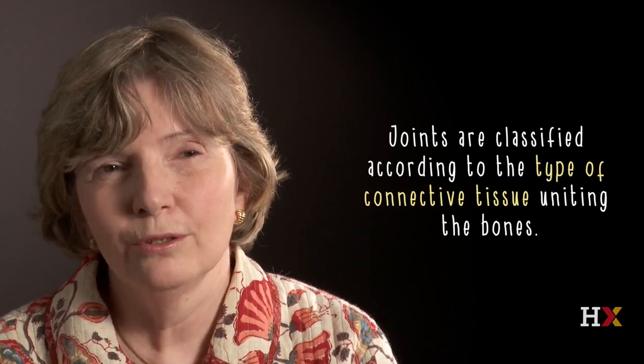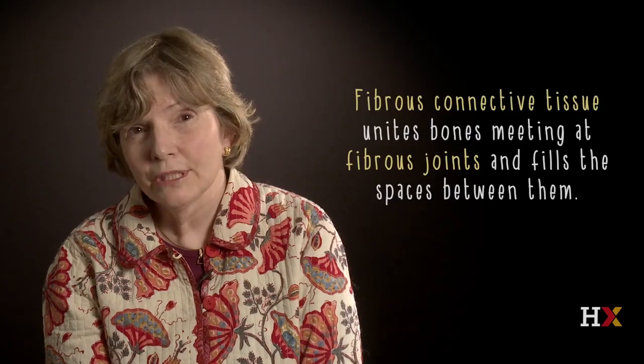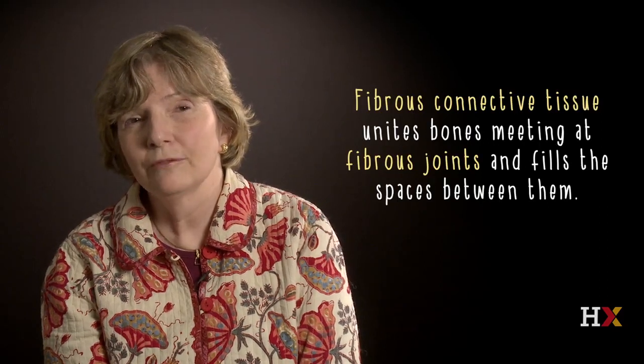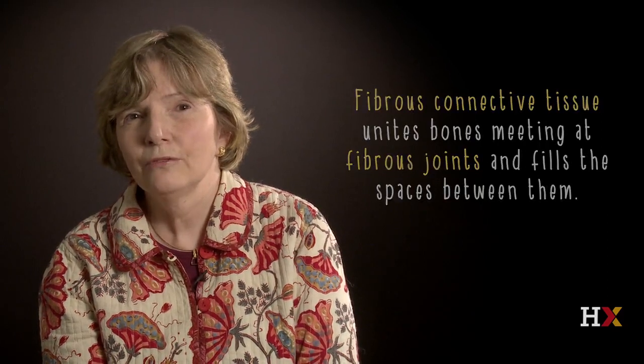Joints are classified according to the type of connective tissue uniting the bones. Fibrous connective tissue unites bones meeting at fibrous joints and also fills the spaces between them. Fibrous joints unite the bones of the skull, attach the teeth to the jaws, and form substantial membranes between the radius and the ulna in the upper limb, and the fibula and the tibia in the lower limb.